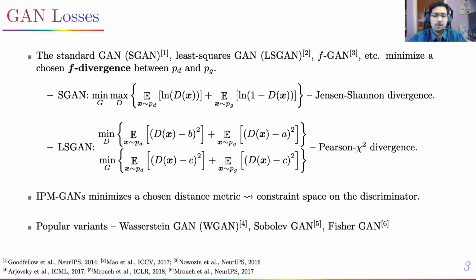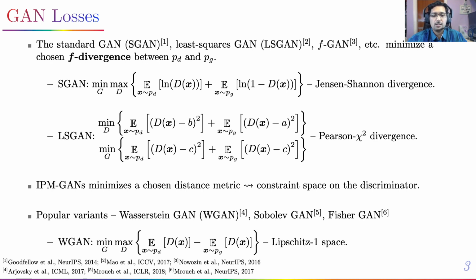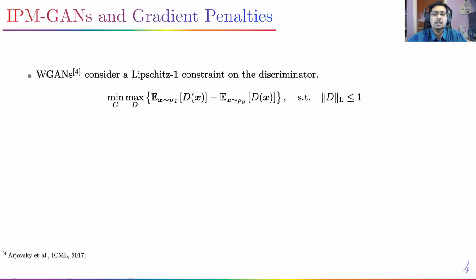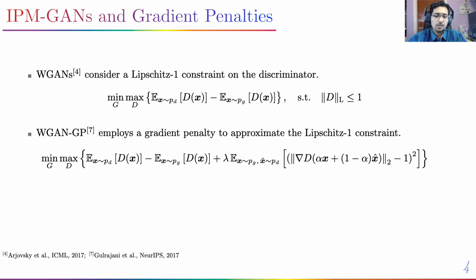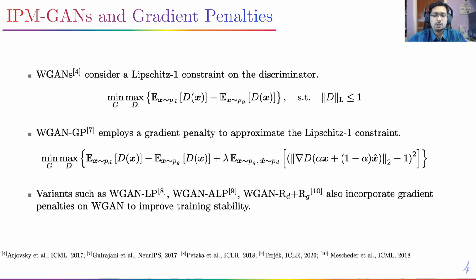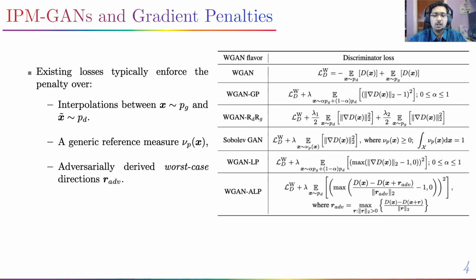On the other hand, we have integral probability metric GANs such as Wasserstein, Sobolev, and Fisher GAN, where the choice of IPM results in a corresponding constraint class for the discriminator. The most popular among these variants is WGAN, which considers Lipschitz 1 discriminators. In practice, however, the Lipschitz constraint is challenging to implement, and variants such as WGAN-GP, WGAN-LP, etc. enforce a gradient penalty to approximate the constraint. This table encapsulates some of the most popular gradient regularized WGAN variants.